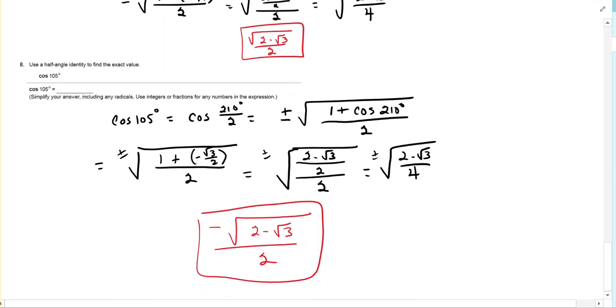Number 8, use a half angle identity to find the exact value of cosine 105. When you double 105, you get 210, and the reference for 210 is 30. So you want to keep that in mind, and also remember that 105, the original angle, the one you're trying to find, is in the second quadrant, and so cosine is negative there. So ultimately, we do have this negative out here. So the algebra is the same each time. I think you should be able to do these half angle problems.